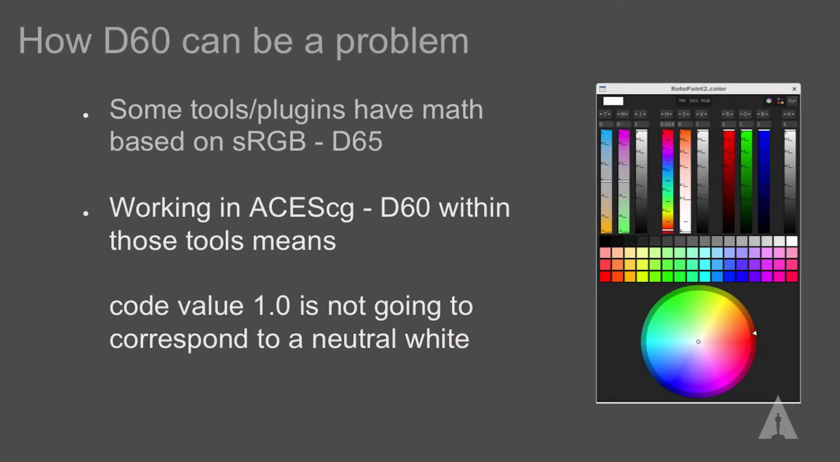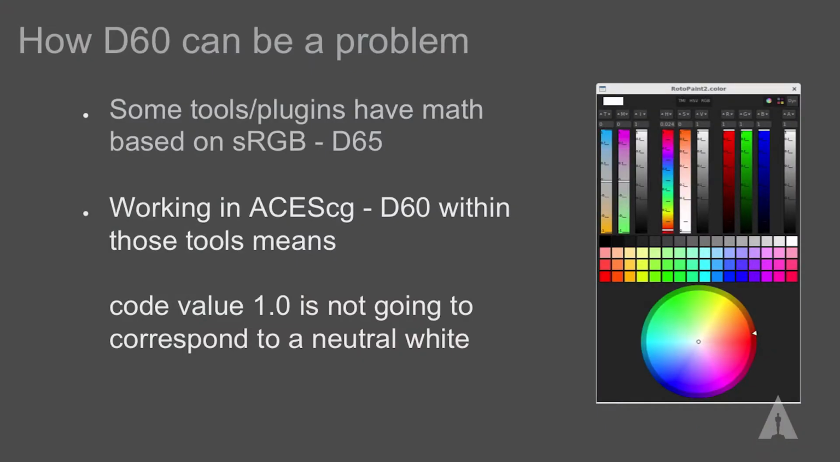But ACES-CG is perfectly embedding DCI-P3, where Rec 2020 was only almost doing it. But the big difference between the color spaces that is annoying for us is that Rec 2020 is a D65 color space, like sRGB, but ACES-CG is a D60 color space. So why is it a problem?